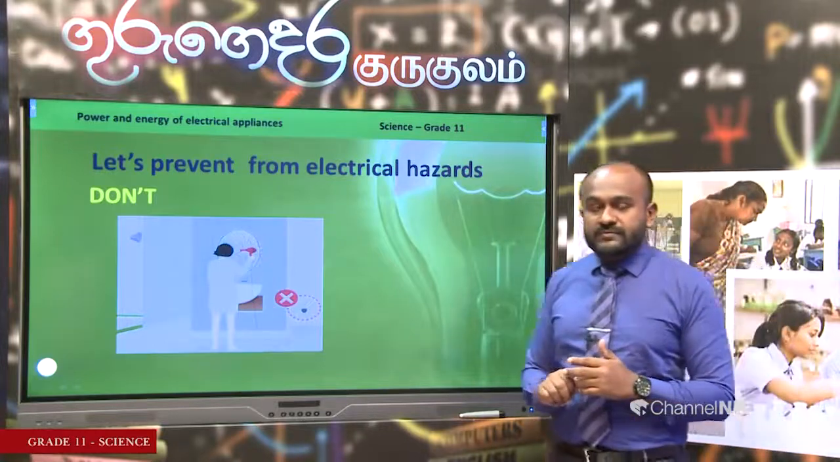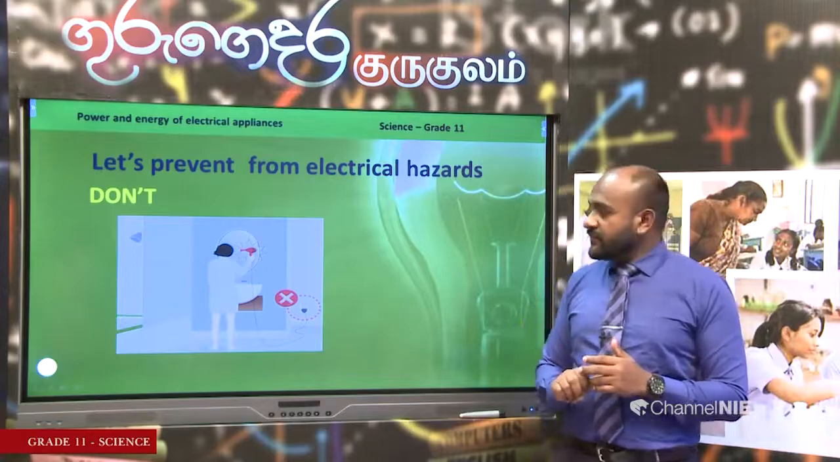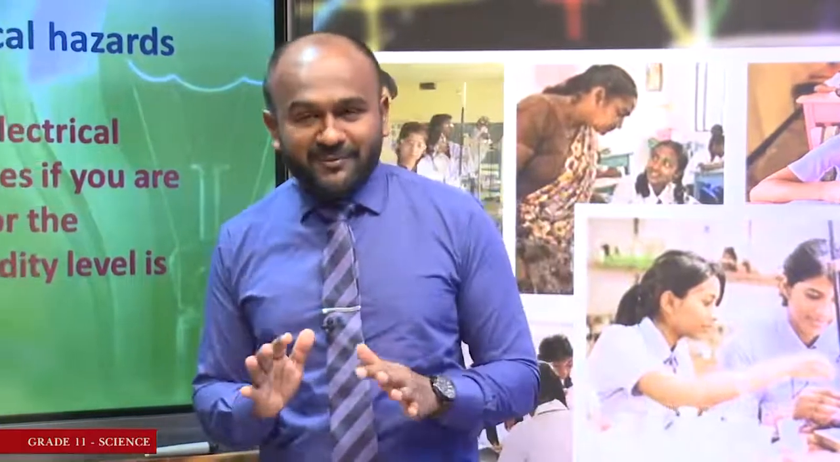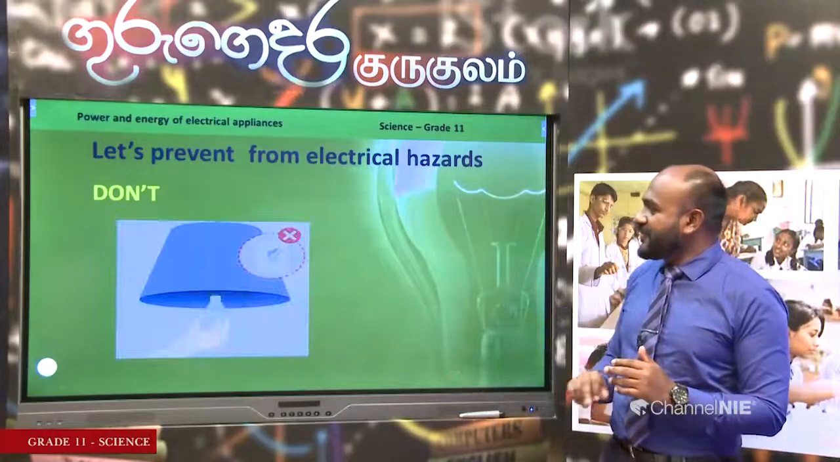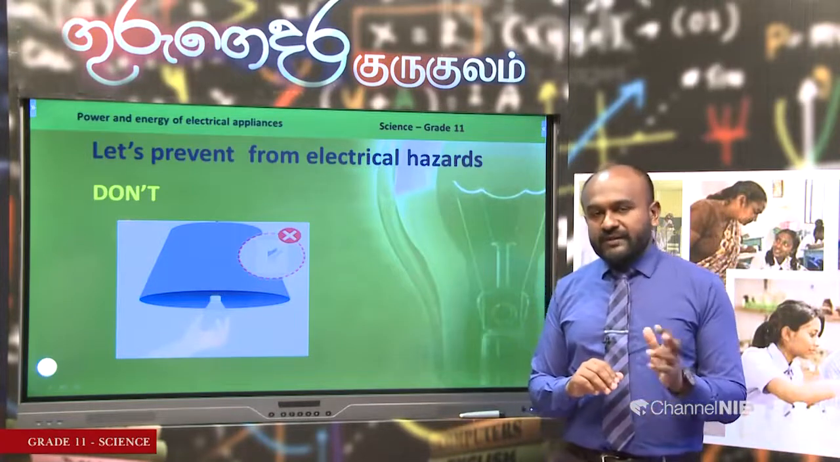What do you see now? Yeah, so you know what it is. Use electrical devices if you are wet or the humidity level is high. Moisture content is high in places like bathrooms, so we should not use electrical devices like a hair dryer. Now, if you do not have much hair, then not to worry about it. So, this is something related to what we learned earlier also.